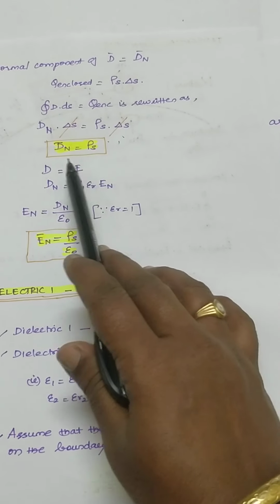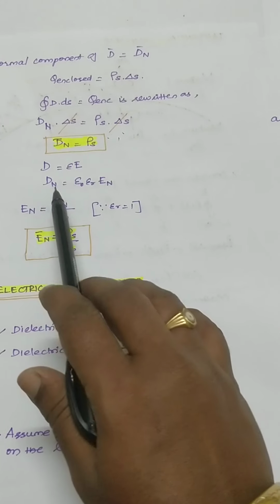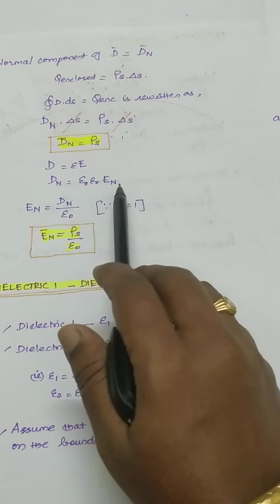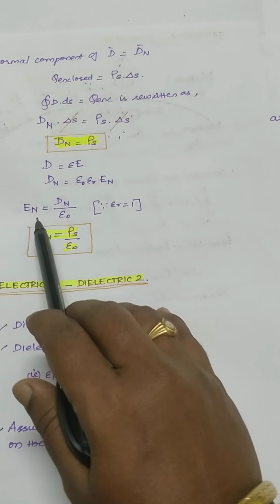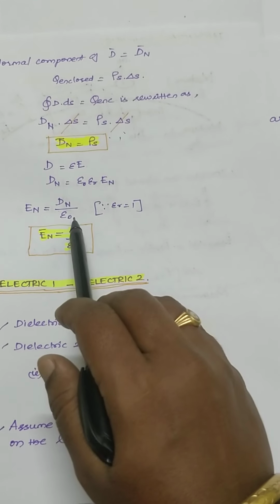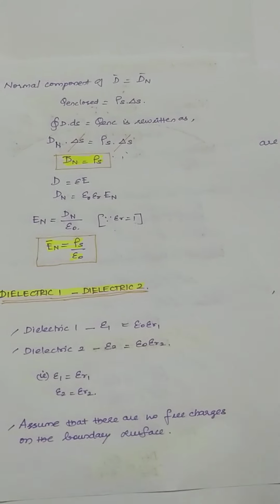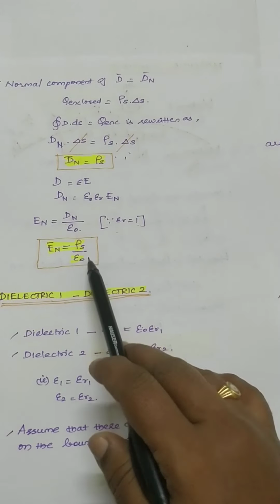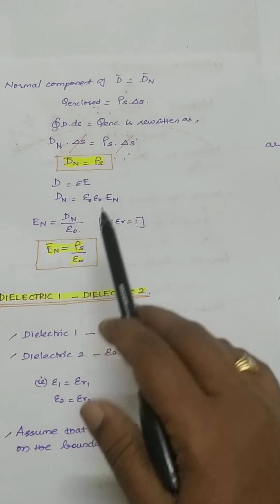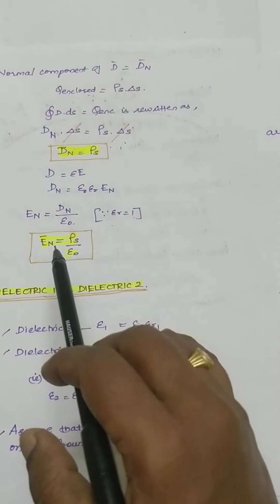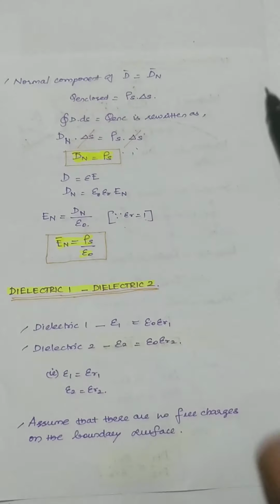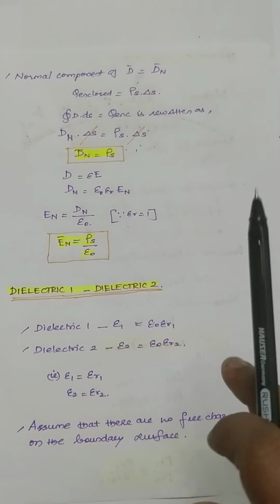By constitutive relation, D equals epsilon into E. So Dn becomes equal to epsilon naught epsilon r of En. Therefore, En becomes equal to Dn divided by epsilon naught. For free space, epsilon r is equal to 1, a known condition. So En becomes equal to rho s divided by epsilon naught. So Dn equal to rho s, and En equal to rho s divided by epsilon naught are the normal components.